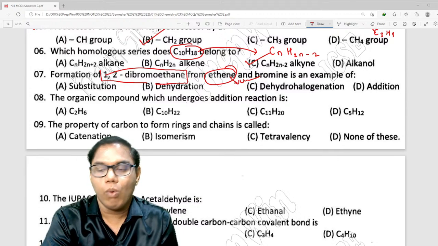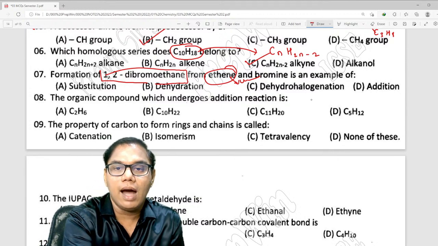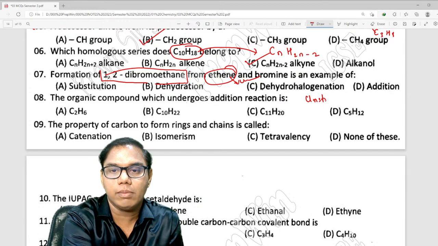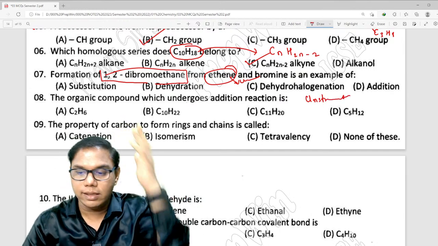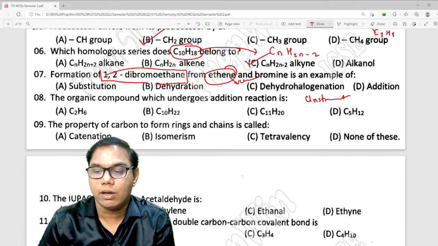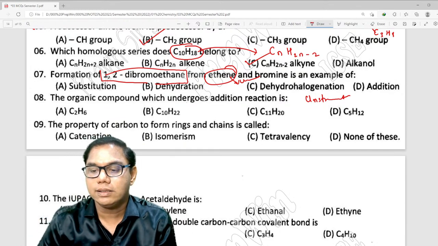Converting into a saturated compound. So what kind of reaction is this? Unsaturated hydrocarbons undergo which reaction? Dishita, please type your answer and the question number, so I will understand.